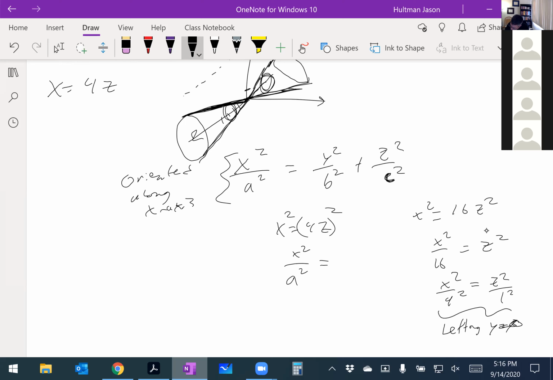Think of a cone here. In this perspective, if we slice this right down the middle, what do the slices look like? Well, they look like triangles. However, when y is equal to 0, we get this triangular slice.